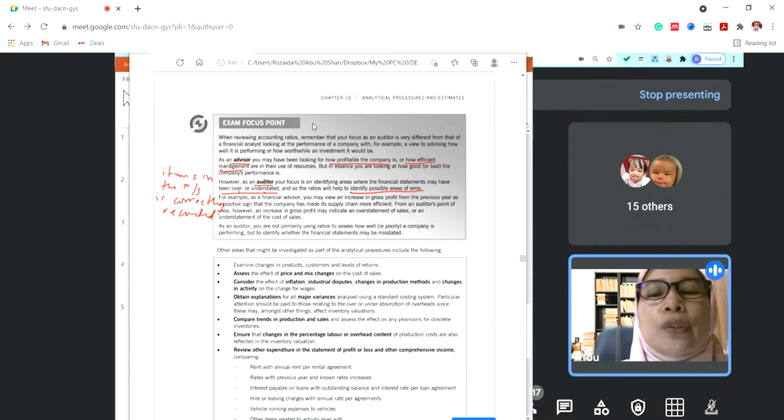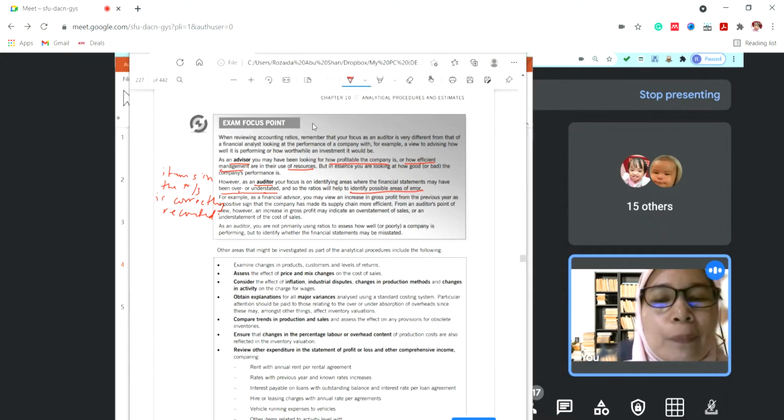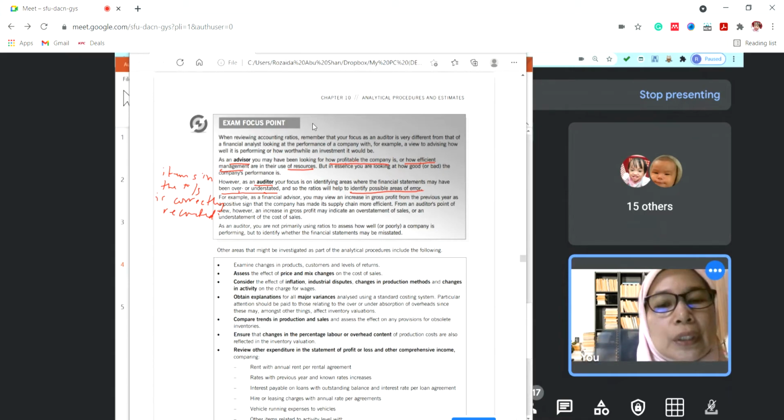It's not because you are going to look at the efficiency of the management or the efficiency of resources, or you want to look at how profitable the company is. Sometimes the company looks good on paper. Ratio analysis is very good, but then when you look at the detailed insights of the items, you might identify areas of potential misstatement.